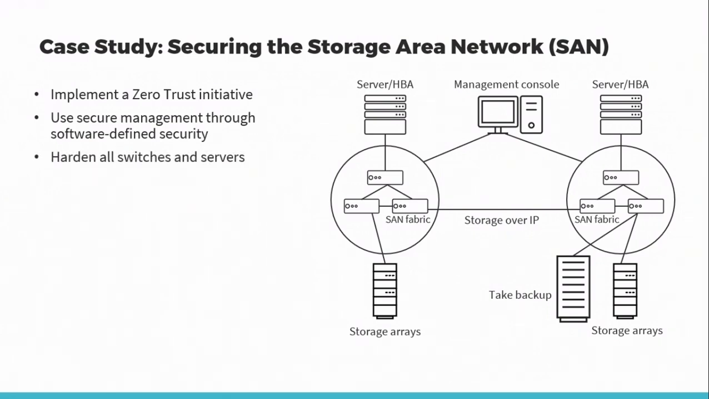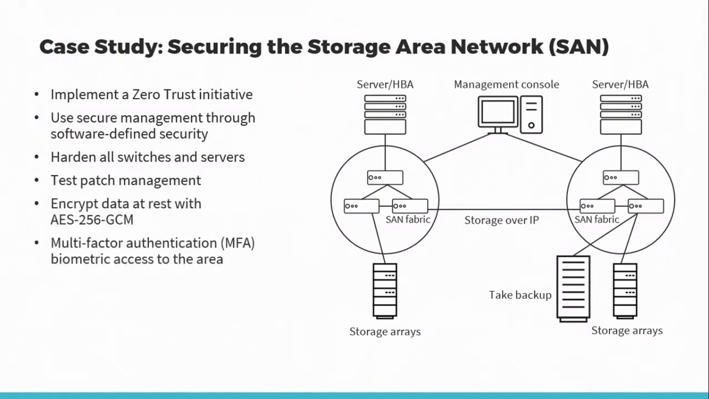We would harden all of our switches and servers. We would test our patch management before we deploy the patches. We call that software assurance. We can encrypt data at rest with AES 256 GCM. We would use multi-factor authentication, biometric access to the area, and possibly to different controllers. We would implement 802.1AE MACsec that provides encryption and more on the SAN frames. If we don't want the overhead of encryption, we don't have to do that. We can just use the MACsec GMAC to get origin authentication and integrity.